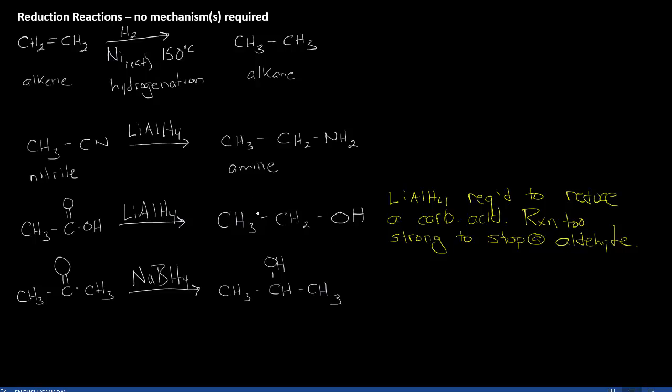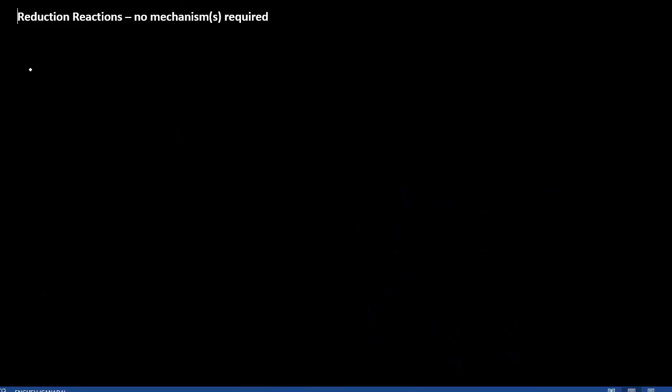A ketone can be reduced to a secondary alcohol using what's called sodium borohydride, that's NaBH4. Right? Lithium aluminum hydride can do this, but it isn't required. The reason that we'll often opt not to use it would be that it's a little bit more of a dangerous reagent, and sodium borohydride can do the job just fine and is a little bit safer.